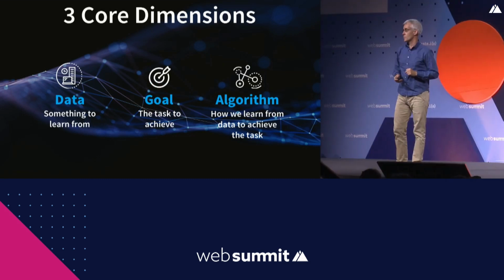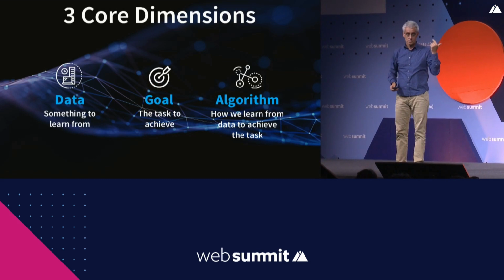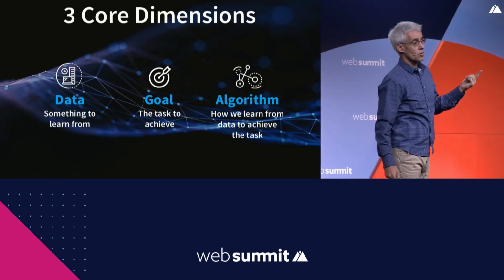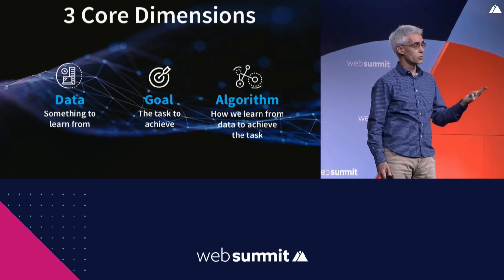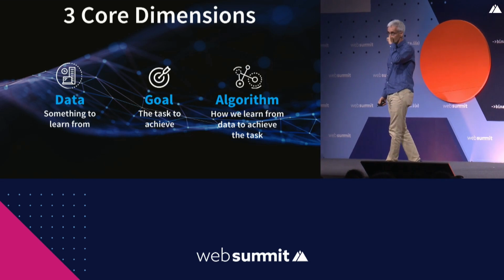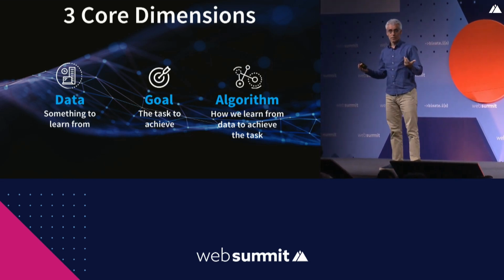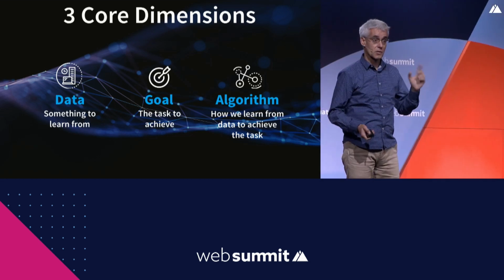You have really three core dimensions when you think about an AI problem. Data, something to learn from; the goal, what you're trying to achieve; as well as the algorithm that you're going to use to learn from that data to achieve that goal. So let me give you an impression of what is a 0 on each and a 10 on each. Let's start with data.